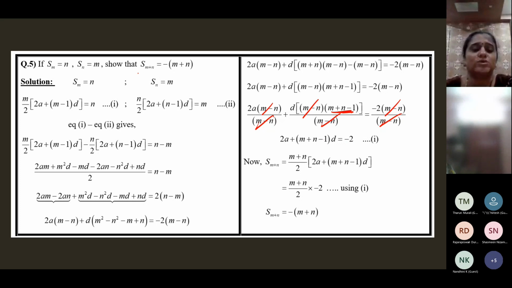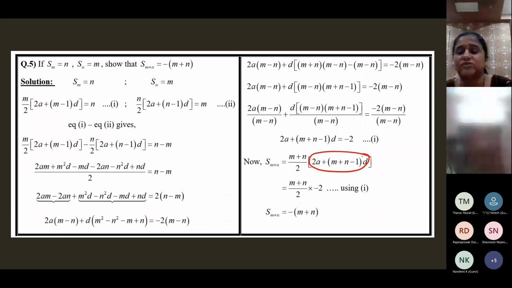Have that result. Now we'll have to show that this is equal to minus of m plus n. So let's find the sum to m plus n terms. How do you find the sum to first m plus n terms? Like n by 2, here it will be m plus n by 2 of 2a plus m plus n minus 1 into d. And now we know that this is minus 2. The value of this one is minus 2. We already have it. So substitute that using 1. I've called this 1, so using 1, minus 2. So 2 and 2 get cancelled. So sum to m plus n terms is equal to minus of m plus n.